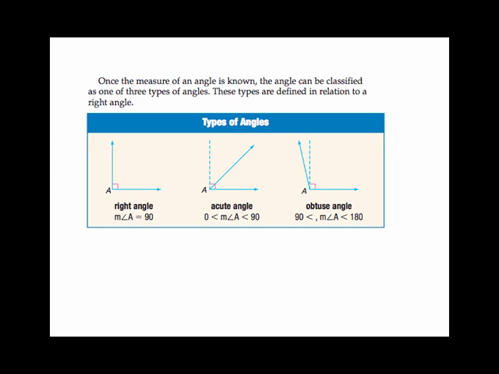An acute angle is an angle which measures between 0 and less than 90. An obtuse angle is one which measures greater than 90, up to just before 180. So an obtuse angle is going to be greater than 90 degrees.